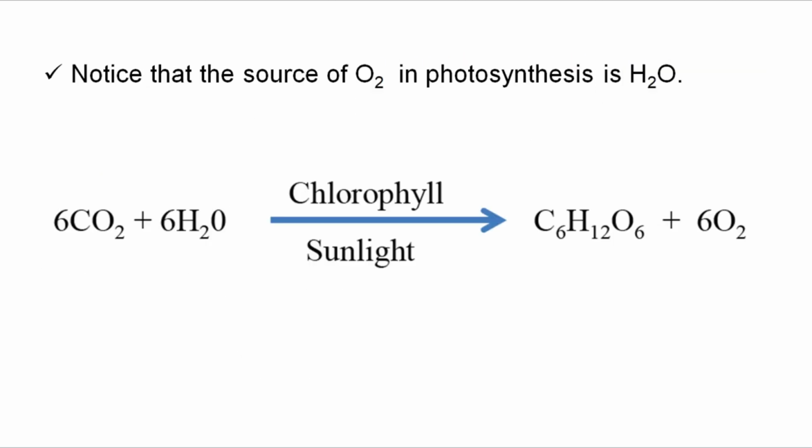Note that the source of oxygen in the atmosphere is water. Look, carbon dioxide plus water, these are the input, these are the output. So what's the source of oxygen? Is that carbon dioxide or water? This is water. In the process of photosynthesis, oxygen is a byproduct, and the source of this oxygen is water, that we have seen in the previous slide.